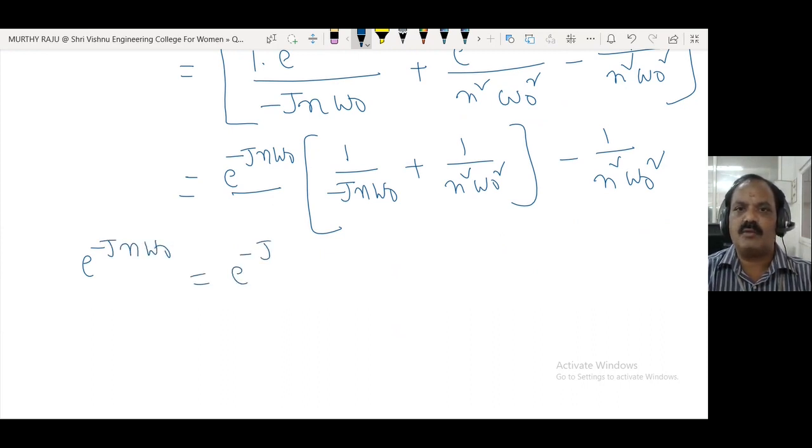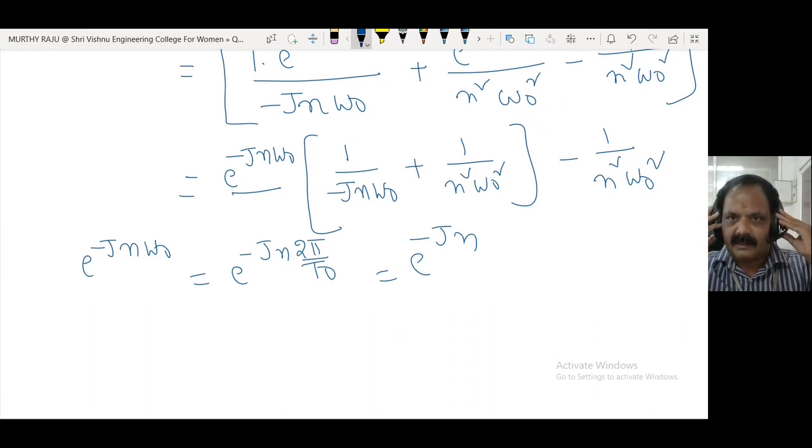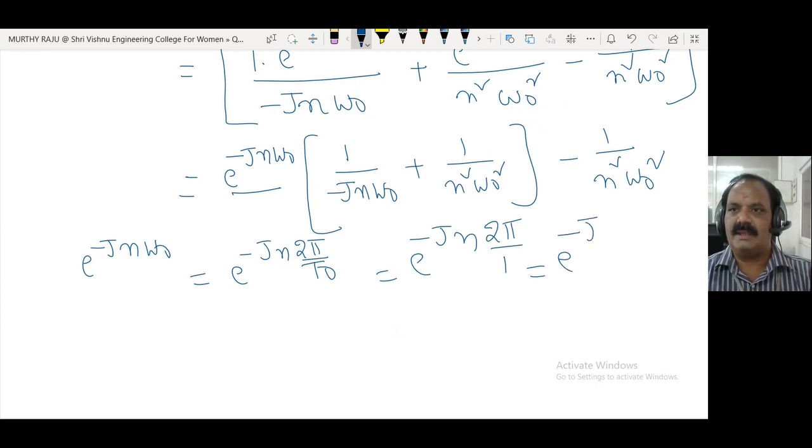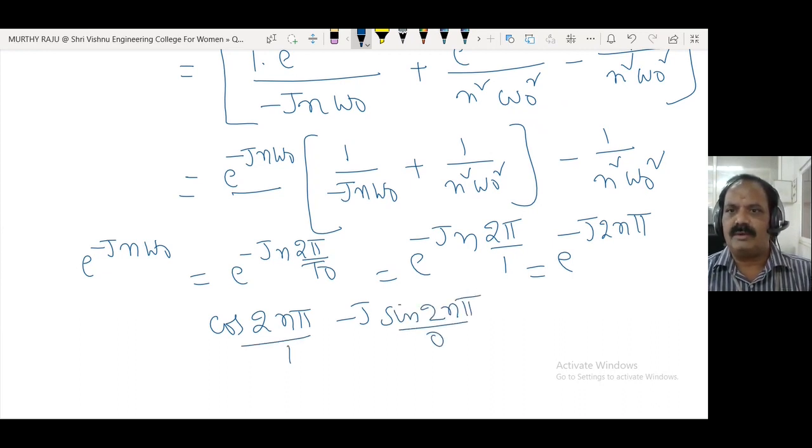Here omega naught is equal to 2 pi by T naught, and T naught value is 1, so e power minus j n omega naught is e power minus j 2 n pi. e power minus j 2 n pi means cos 2 n pi minus j sin 2 n pi. Cos 2 n pi value is 1, and sin 2 n pi value is 0. Therefore, finally, e power minus j n omega naught value is 1.